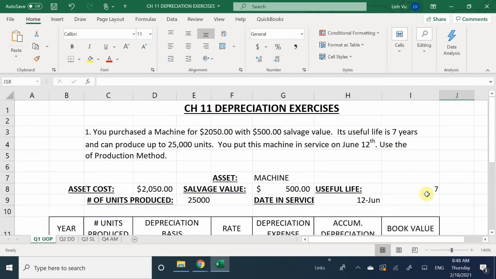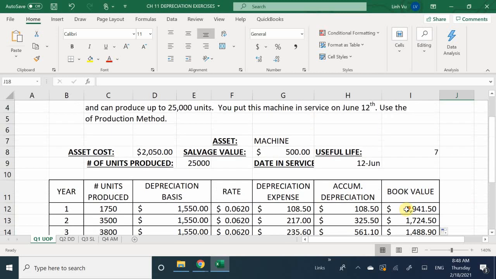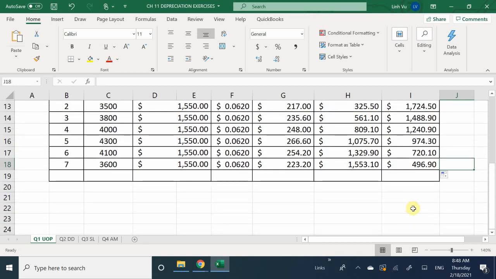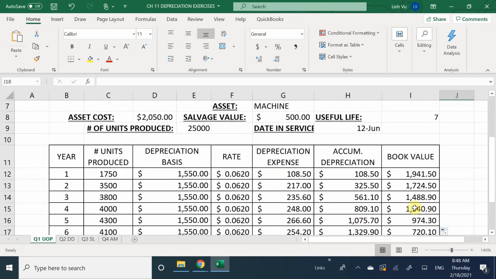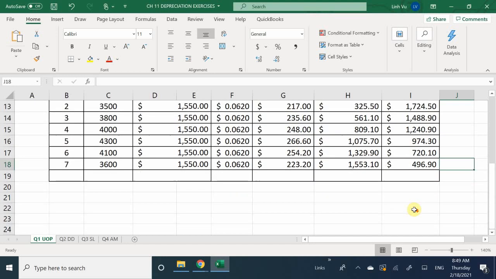Now, question to you. Can we be at 496.90 at the end of my 7th year? No. Why? Salvage value is 500. It fell below salvage value. So that means I cannot use this 496. So what do I have to do?